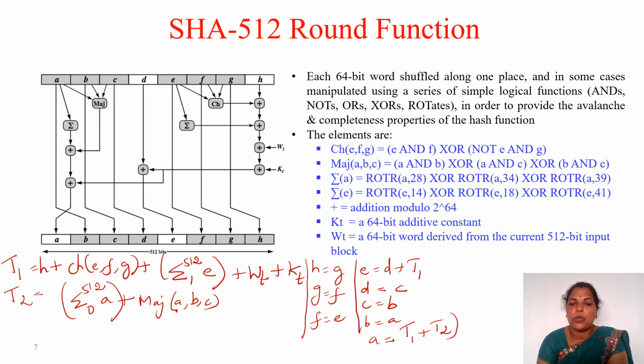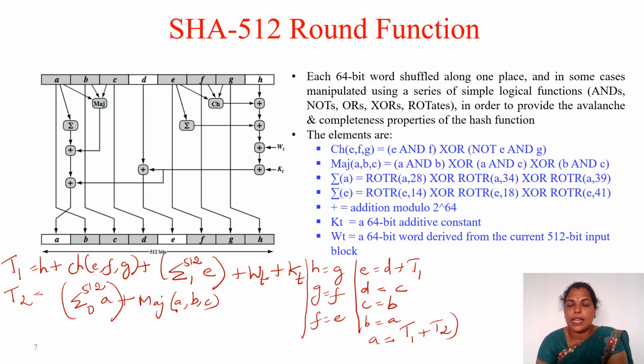So how are we computing the values for A, B, C, D? We compute A equal to T1 plus T2. How do we derive T1? T1 equals H plus Ch of E, F, G plus summation 1 of 512 of E plus WT plus KT. Then T2 is summation 0 of 512 of A plus Maj of A, B, C. We have already discussed these elements, and using them we compute T1 and T2. If you know the T1 and T2 values, then we can find the A value: A is equal to T1 plus T2.